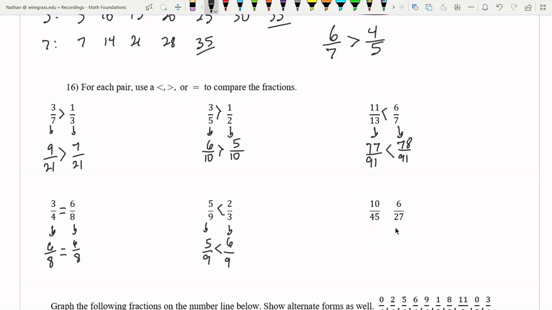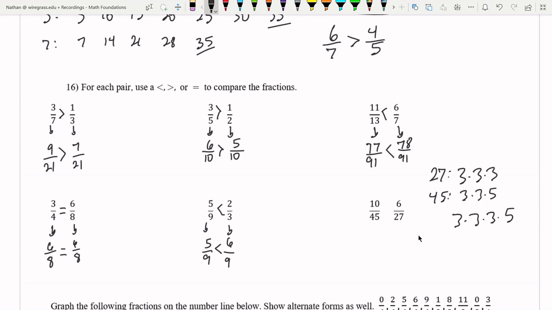And finally here we have 45 and 27. Neither of these are prime. And for this one, I can actually see that 27 is going to end up being 3 times 3 times 3. 45 is 3 times 3 times 5. So I know I need three 3s and a 5. So the least common multiple is going to be 3 times 3 times 3 times 5. Just wanted to show you that method again.